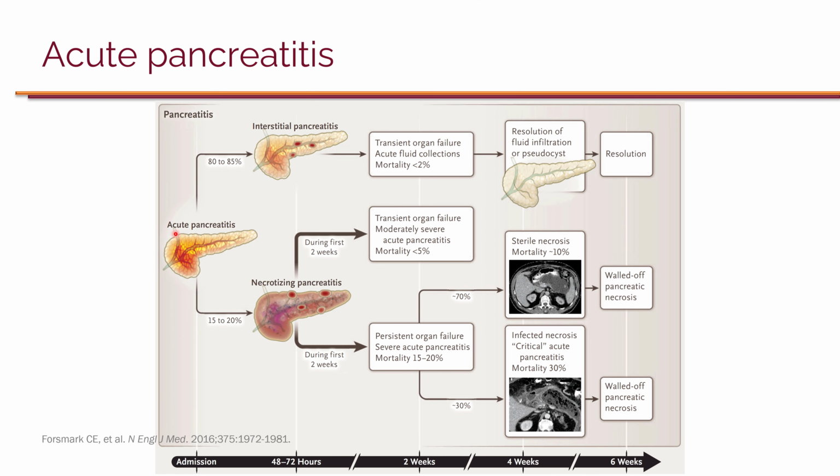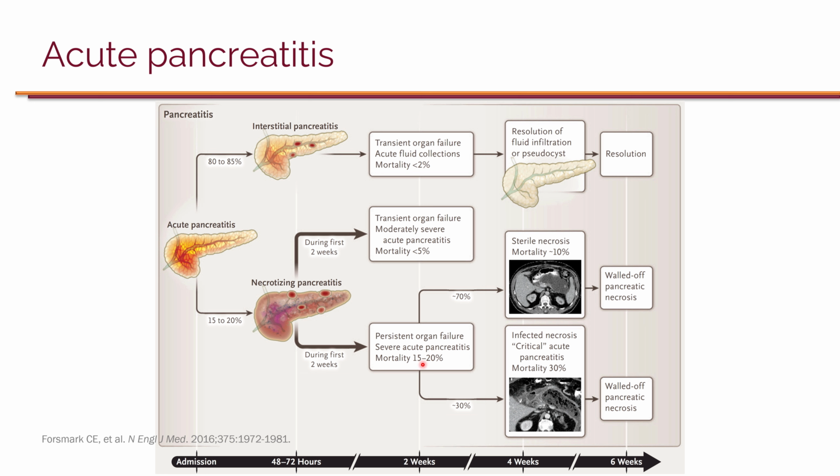Now let's take a look at pancreatitis. For acute pancreatitis, once somebody is hospitalized, 80 to 85% of cases are due to interstitial pancreatitis that do not require antibiotics. With appropriate treatment, patients will have resolution. The remaining 15 to 20% over the next couple of weeks will develop necrotizing pancreatitis, and about 70% of these patients will have sterile necrosis. So not all necrosis is infected.